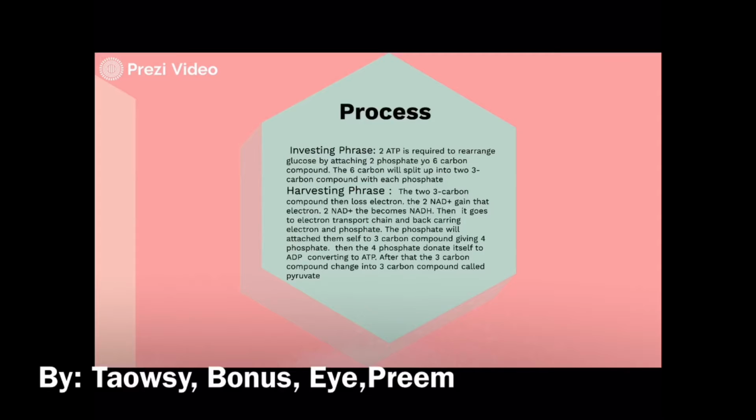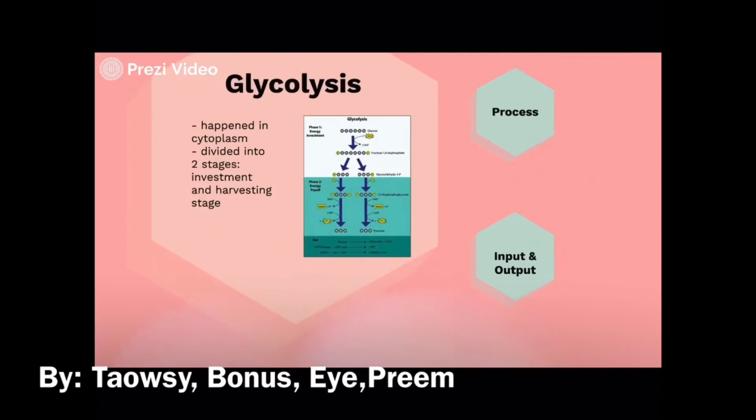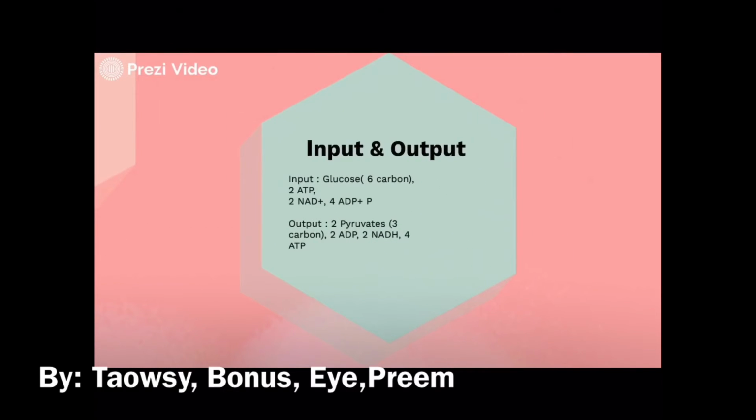Okay, now for input and output. The input is glucose, 2 ATP, 2 NAD+, 4 ADP, and P. And for output, it's 2 pyruvate, 2 ADP, 2 NADH, and 4 ATP.